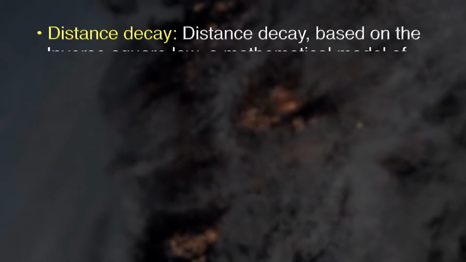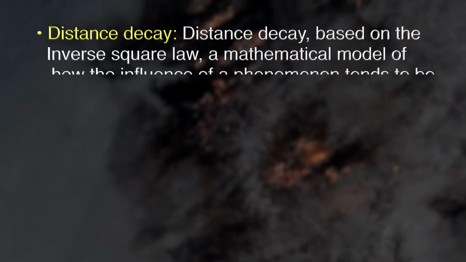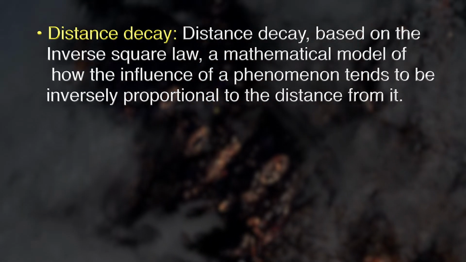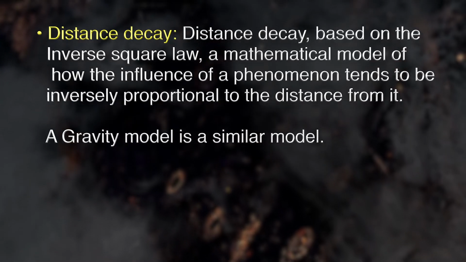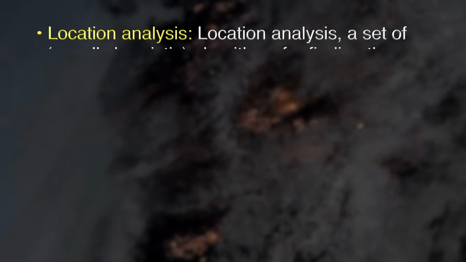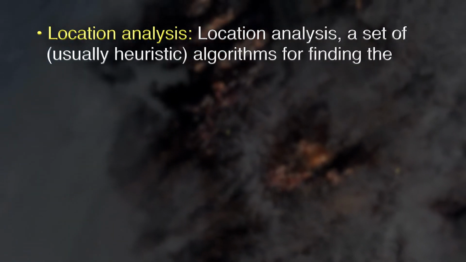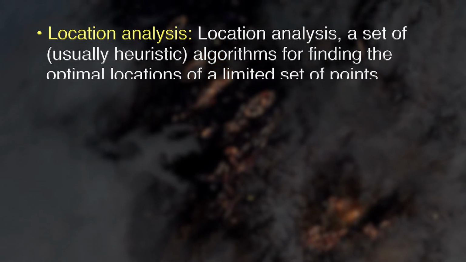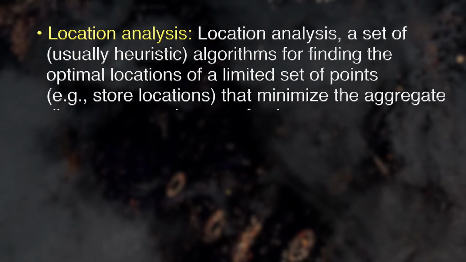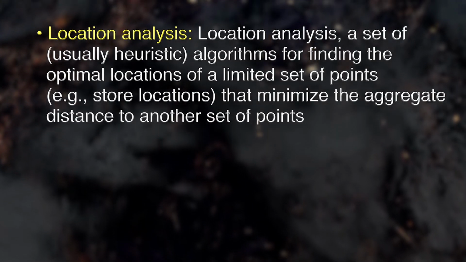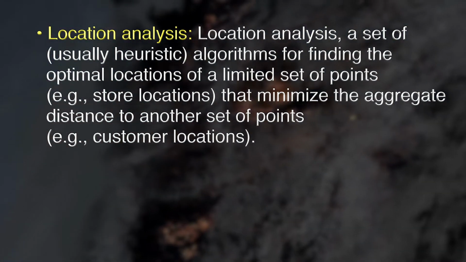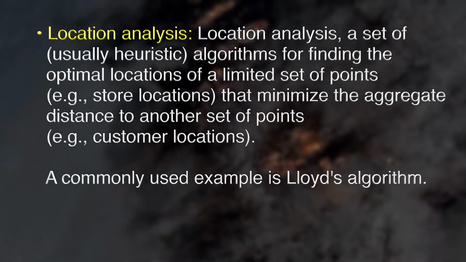Distance decay. Distance decay is based on the inverse square law, a mathematical model of how the influence of a phenomenon tends to be inversely proportional to the distance from it. A gravity model is a similar model. Location analysis. Location analysis is a set of usually heuristic algorithms for finding the optimal location of a limited set of points, for example store locations, that minimize the aggregate distance to another set of points, that is consumer points. A commonly used example is Lloyd's algorithm.